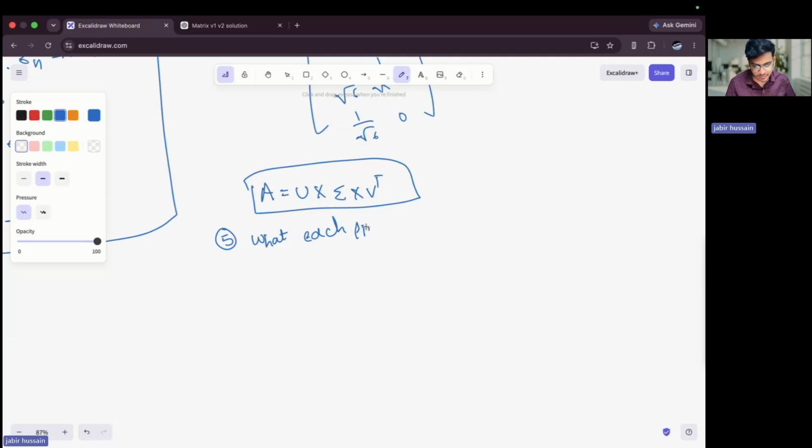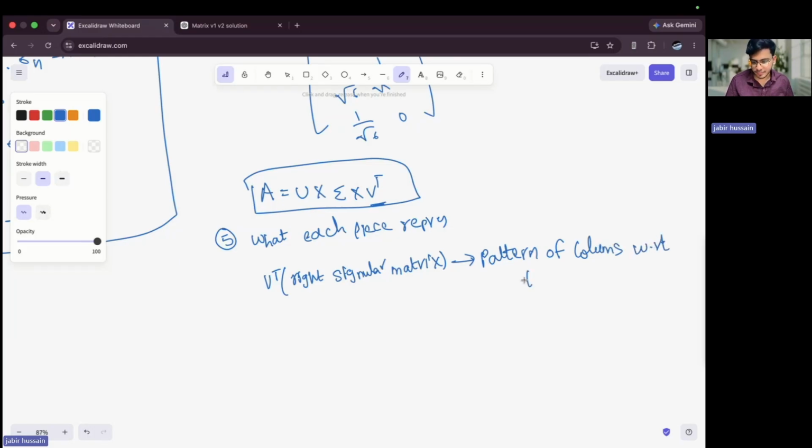What each piece represents. So let me write it here: V, which is V of t. You can take V of t, both are almost the same, as you can see in the example. V of t is the right singular matrix. It is on the right side, right singular matrix, and it represents the pattern of columns with respect to rows.